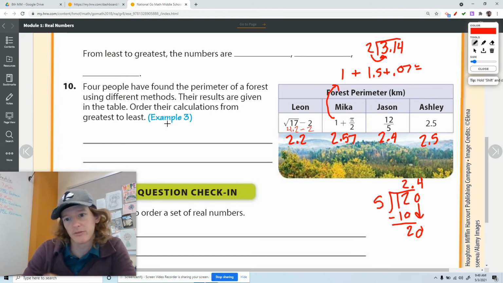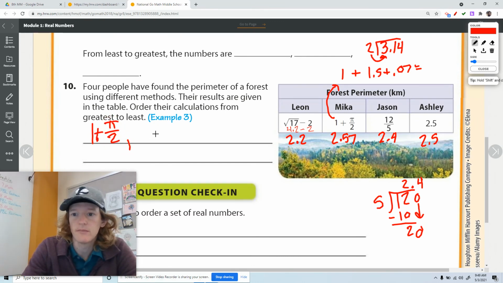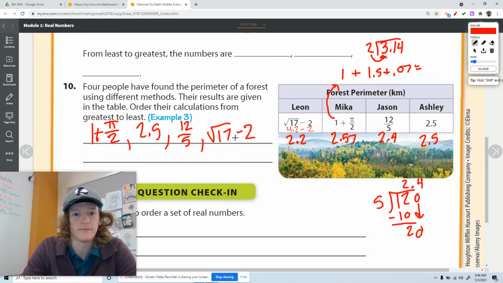So the biggest one we have here is Mika, which is 1 plus pi over 2. Next will be Ashley's, which is 2.5. Next will be Jason's, which is 12 over 5. And last will be Leon, which is square root of 17 minus 2.